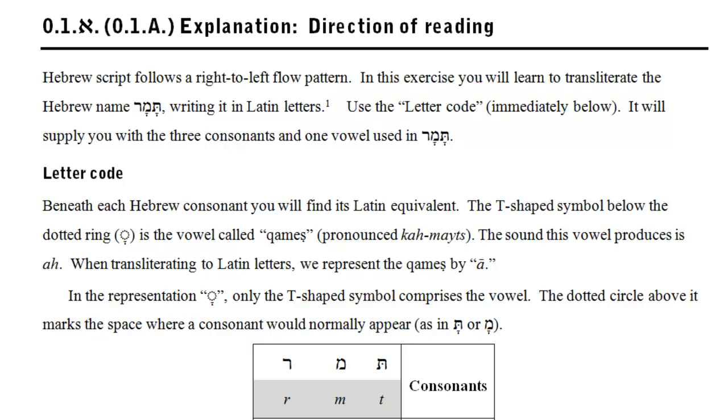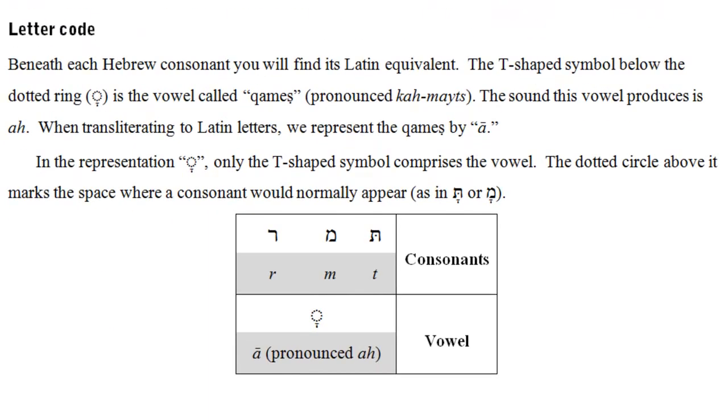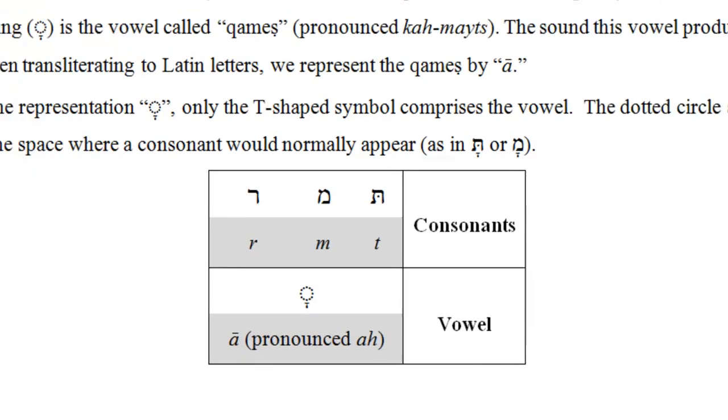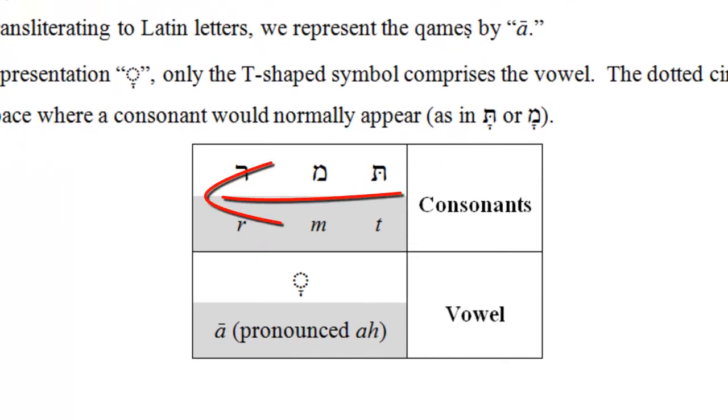Let's begin by learning to transliterate the Hebrew name Tamar. Notice the letter code that you'll see directly below. In this letter code, you'll find the supply of the three consonants and the one vowel that you'll need to pronounce the name Tamar.